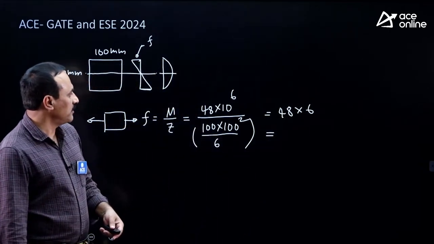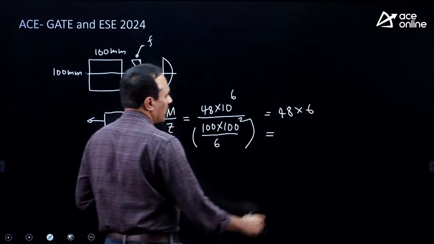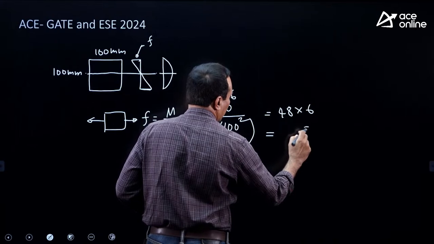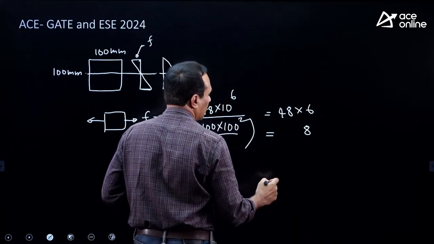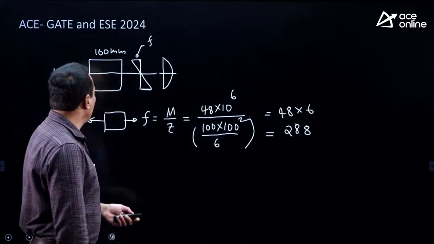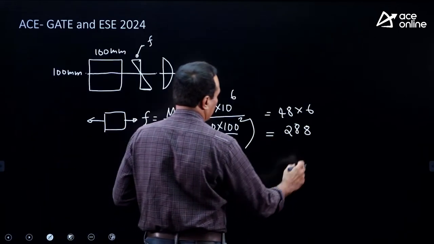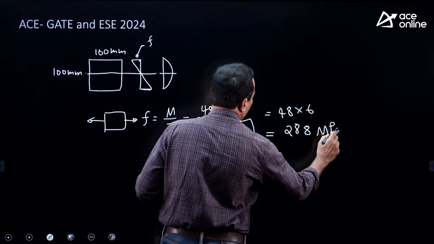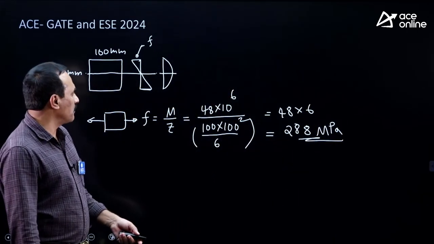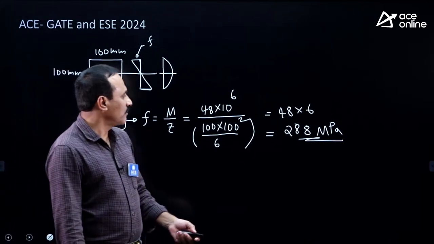Right? Check up, please. 6 into 8, 48. 288. So 288 megapascal. Is it correct? Please check up. I am poor in calculations. Please check it up once. Okay?